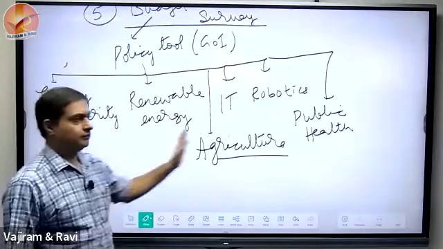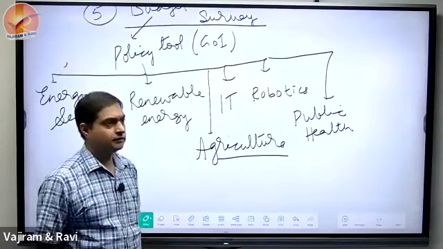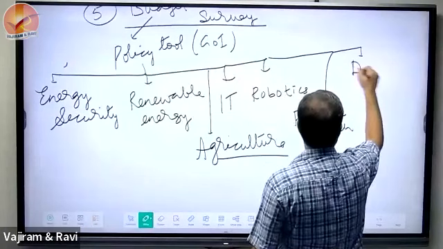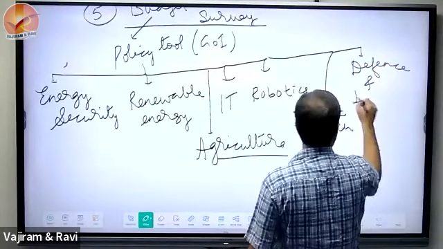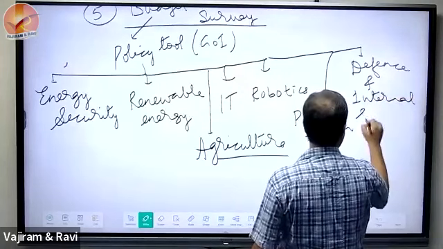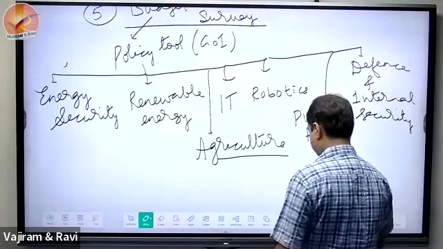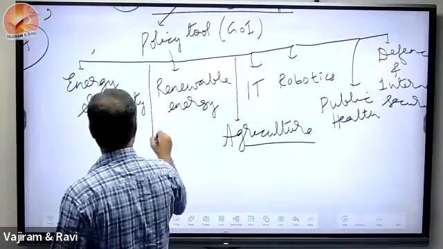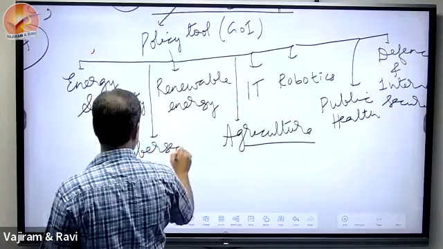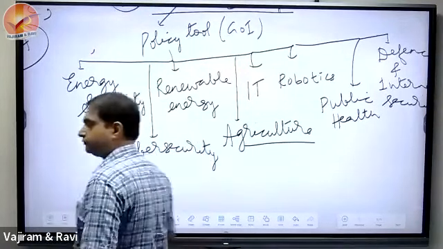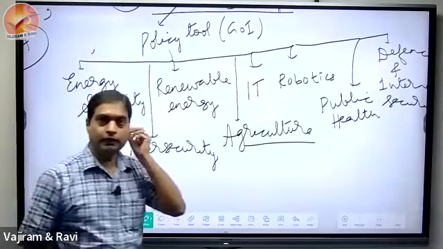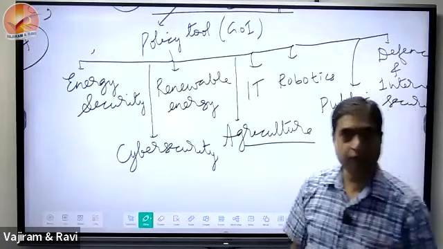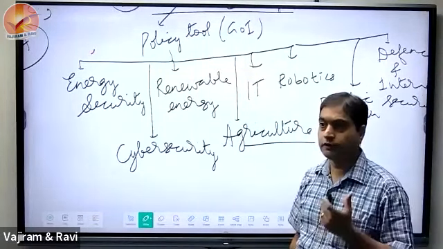in these specific areas related directly or indirectly to science and technology, defense and internal security, cyber security. See in what context you have to approach the economic survey and the budget, how you have to decode the budget and decode the economic survey.